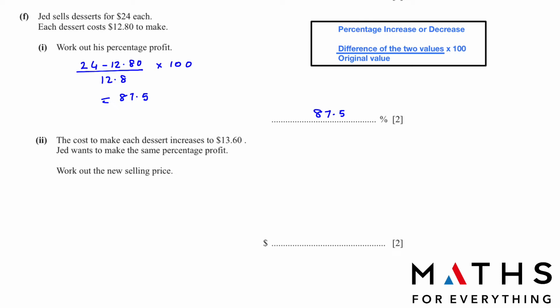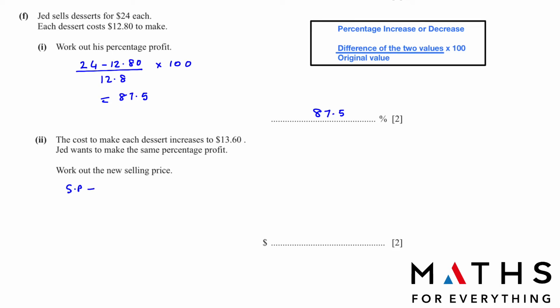Part 2. The cost to make each dessert increases to 31.60. Jed wants to make the same percentage profit. Work out the new selling price. Still use the same formula that we did up. The only thing that we need to find is the selling price, which we'll write as SP.